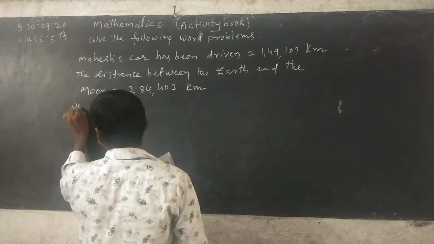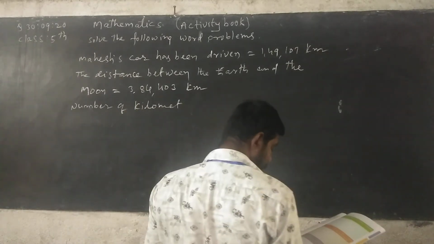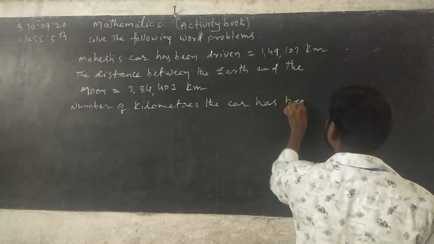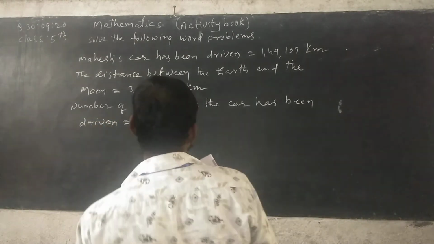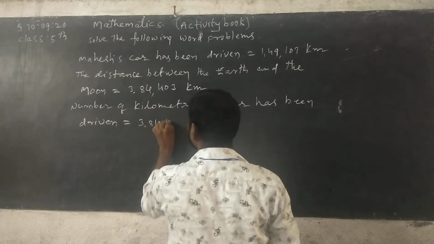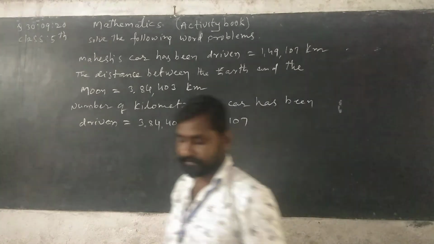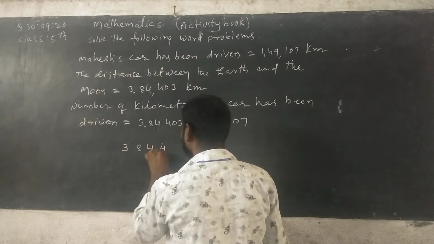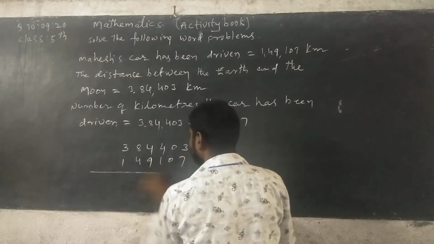Here, the number of kilometers the car has been driven is equal to, see, this minus this, 3,84,403 minus 1,49,107 kilometers. See here, 3,84,403, 1,49,107.